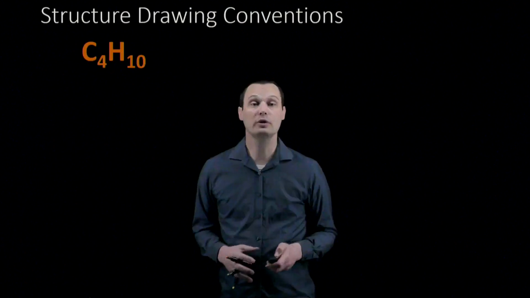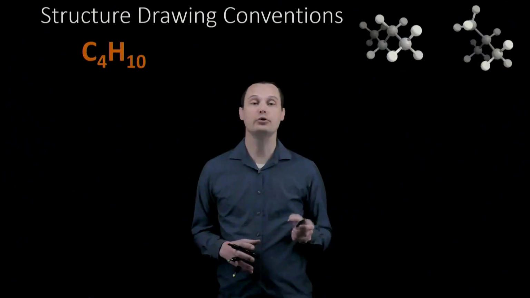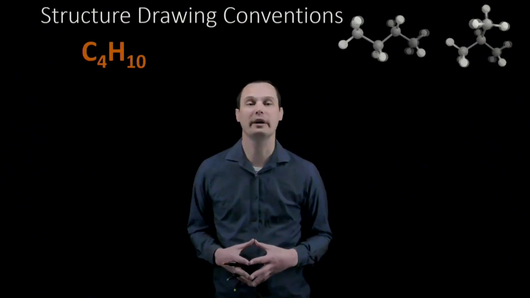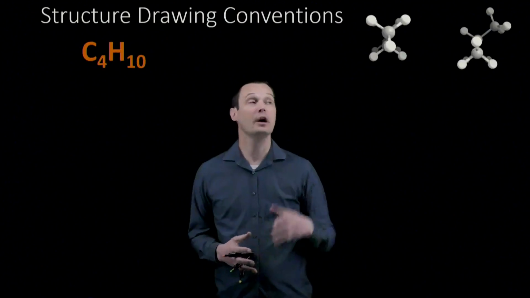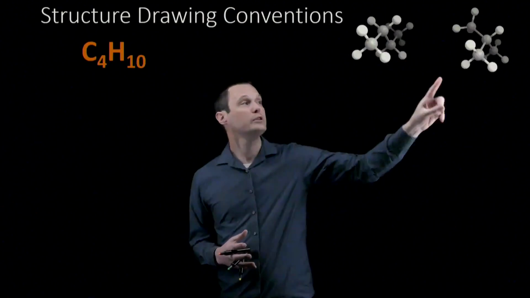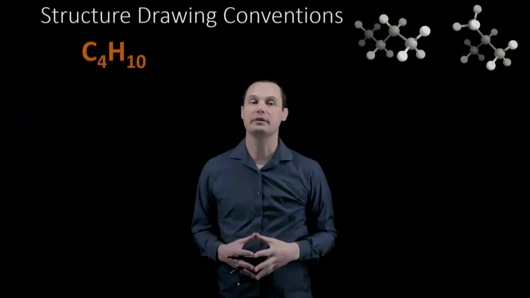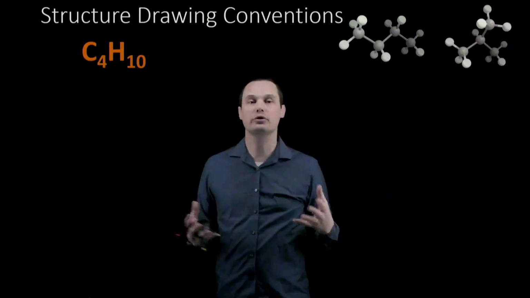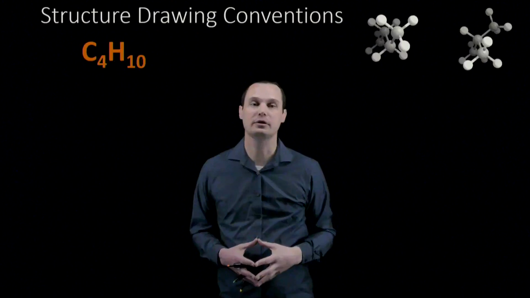Okay, so there are two structures of C4H10 that you can build. Two unique structures, two unique ways you can arrange 4 carbons and 10 hydrogens. The two ways are the 4 carbons in a straight chain, and 3 carbons in a chain with 1 more carbon sprouting off the central carbon. We're going to use these two structures to look at the various structure drawing conventions that we have in organic chemistry.